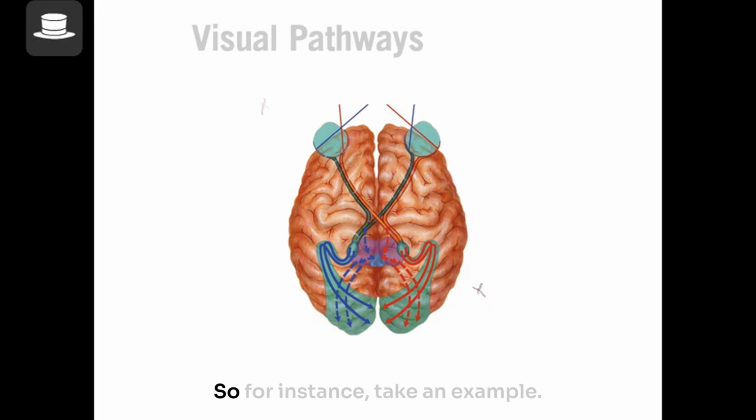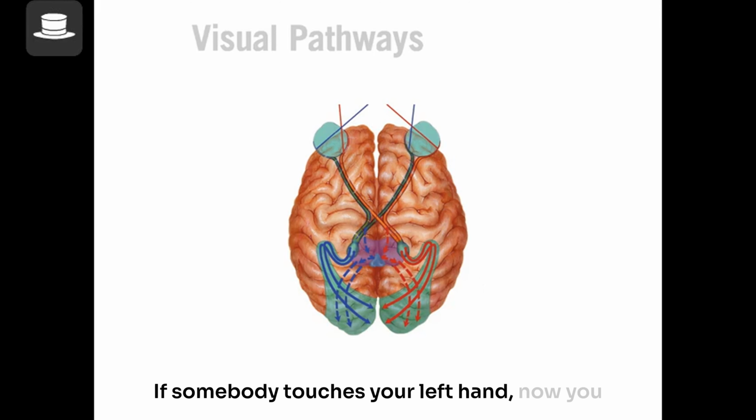So for instance, take an example. Somebody touches your left hand. Now you can perceive the touch because the information from your left hand eventually goes to your right cerebral hemisphere. Particularly, it will go to the parietal cerebral cortex. Remember the sensory cortex in the parietal lobe? It goes to the right side. If somebody touches your right hand, those sensations, those electrical impulses, are sent to the left hemisphere's sensory cortex. So one side of the body is sensed by the opposite hemisphere.